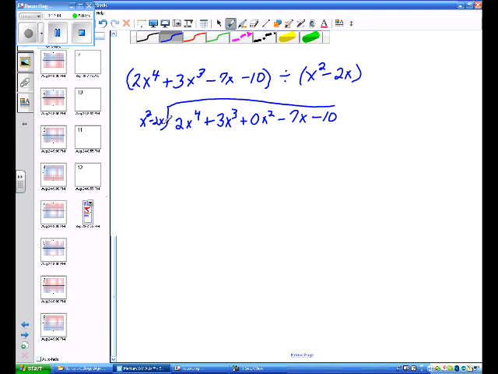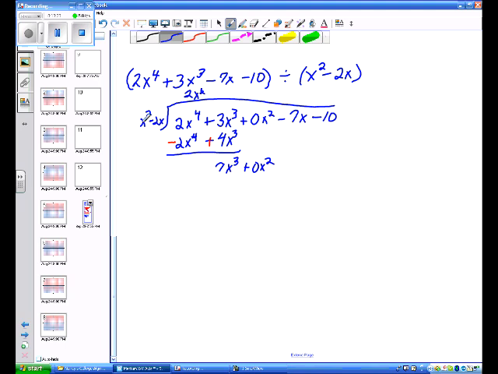Now we go through the same steps. We ask ourselves, x squared times what is 2x to the fourth? Well, 2x squared. We will multiply. 2x squared times x squared is 2x to the fourth. 2x squared times negative 2x is a negative 4x cubed. Okay, we're ready to subtract this binomial, so we have to remove our parentheses, and in doing that, our signs will change because we'll multiply by a negative. That gives us 0. This gives us 7x cubed. We bring down the next term.